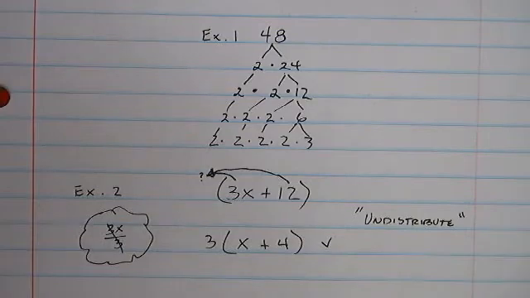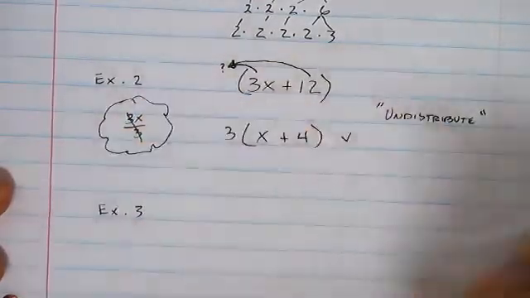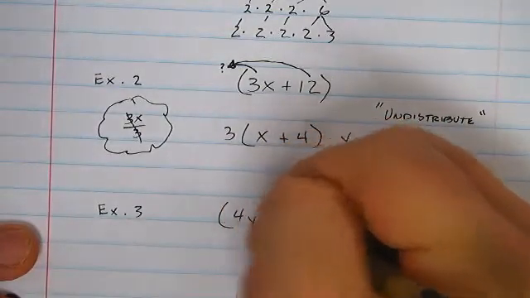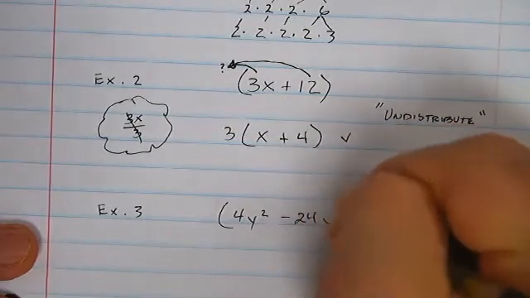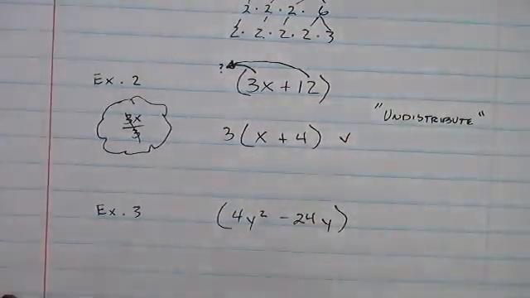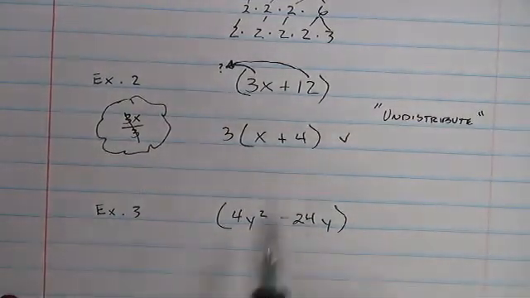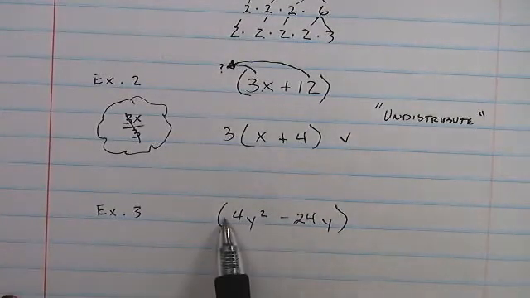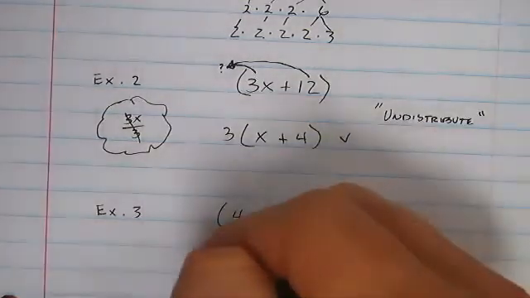So kind of looking at another example, but just taking it up a notch. Let's say example 3, and let's go with 4y squared minus 24y, okay? So what can I take out of each one of those? Well, I'm looking at the numbers first. I know 4 and 24, their greatest common factor is 4, okay? So I know I can take out a 4.